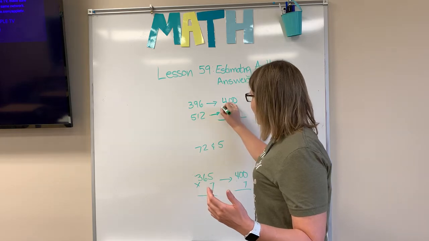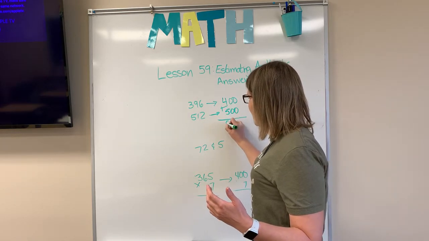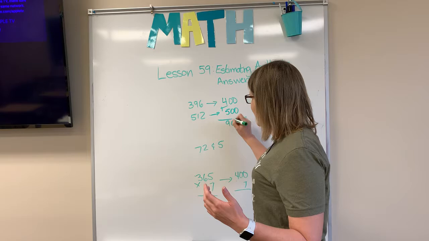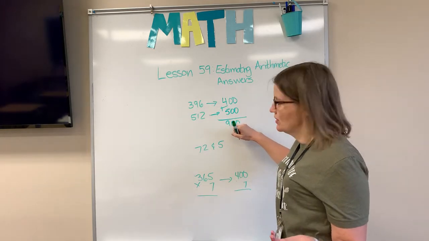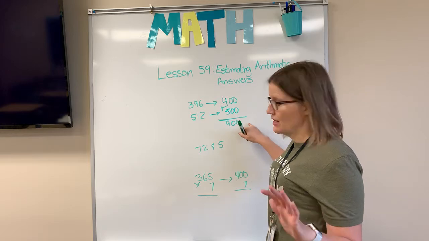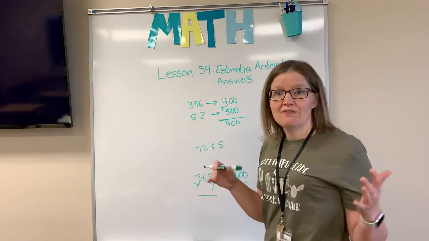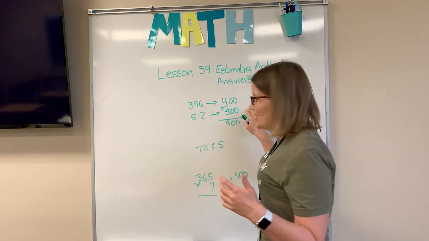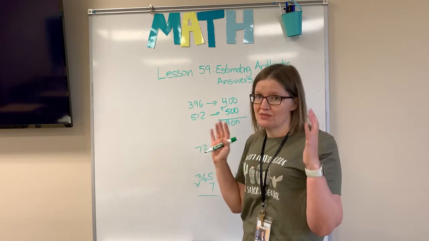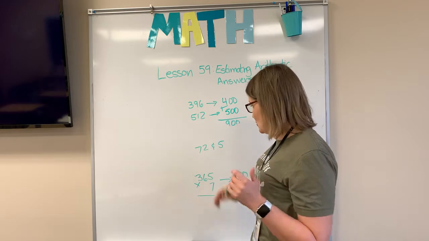And then I add these two together, and I can estimate that these two numbers are going to be about 900. It'll be in the ballpark of 900. And if I'm on a math test and I'm adding these, I can do a quick estimate to see if I'm in the right neighborhood for my answer.